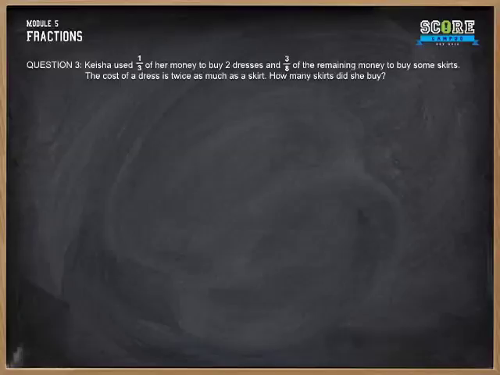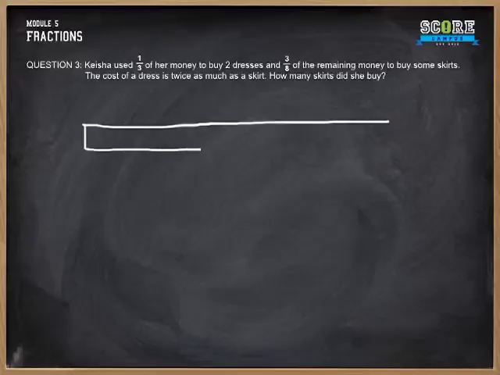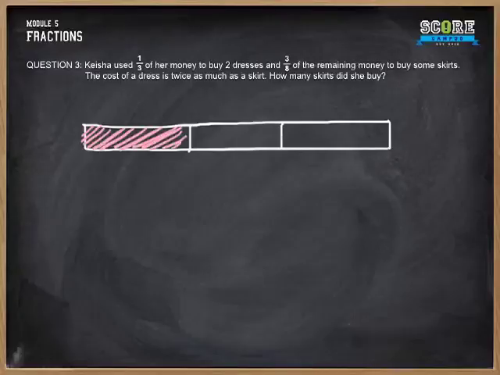Step 1. Identify what the question is asking for. How many skirts did Kesha buy? That's what we are looking for. So step 2, let's set it up. Kesha spent 1/3 of her money on dresses. Draw a big box, divide it equally, and let's shade 1/3. Now that equals 2 dresses. She used 1/3 of her money to buy 2 dresses.